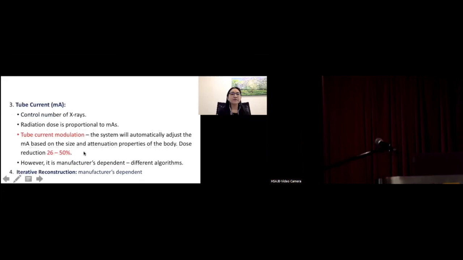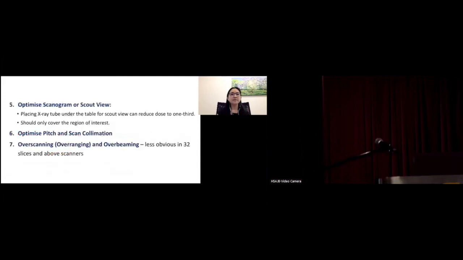Tube current. Now, a lot of systems have tube current modulation. The system itself will automatically adjust the mA based on the size and attenuation properties of the body, in which it can reduce the dose by 50%. And there are many iterative reconstructions to guide this. We can optimize scout view, pitch and scan collimation, overscanning, and overbeaming.